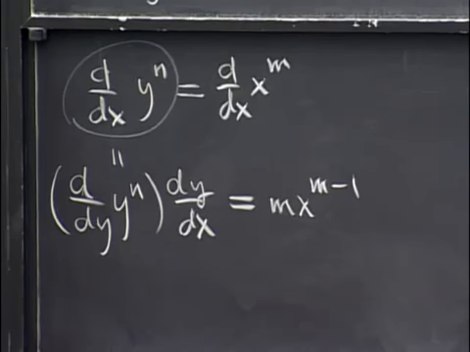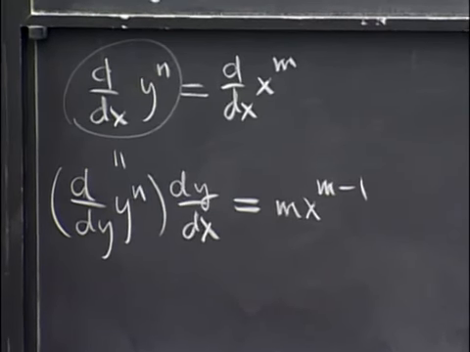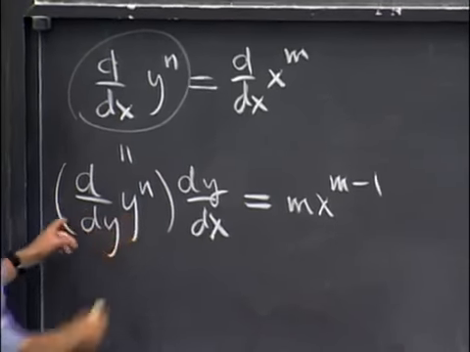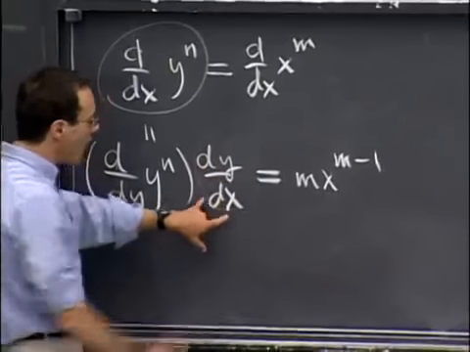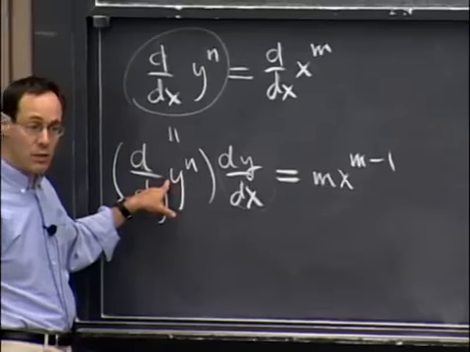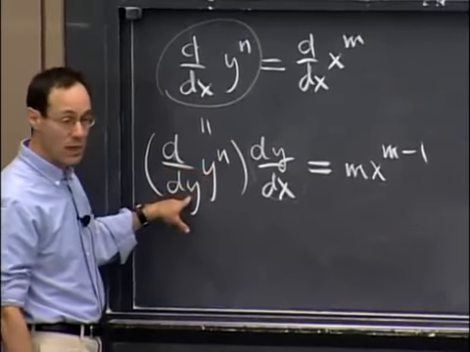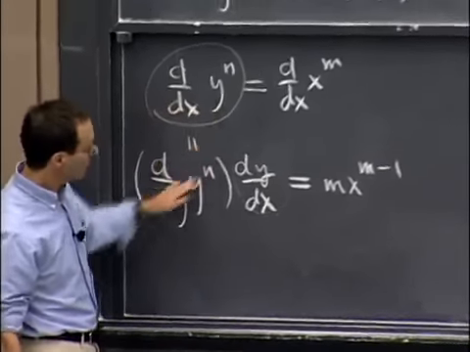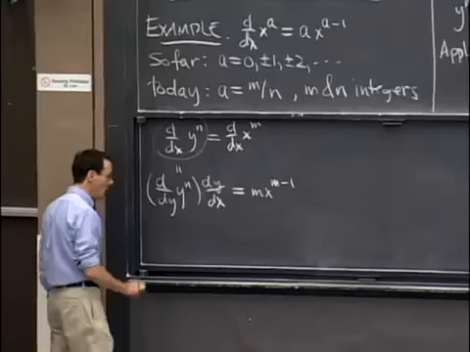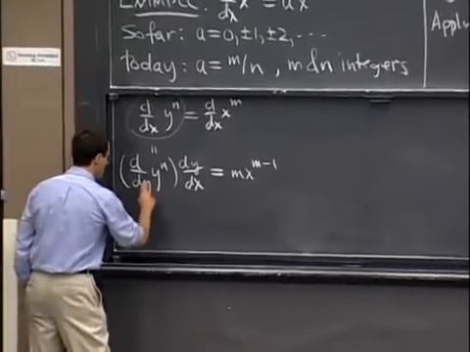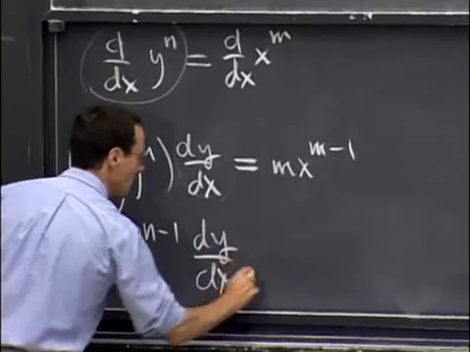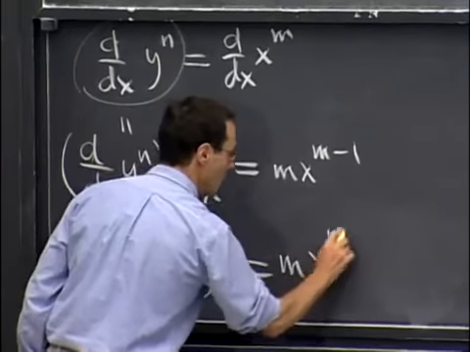All right, so this is our scheme. And now you'll see in a minute why we win with this. First of all, there are two factors here. One of them is unknown. In fact, it's what we're looking for. But the other one is a known quantity because we know how to differentiate y to the n with respect to y. That's the same formula, although the letter has been changed. And so this is the same as, I'll write it underneath here, n y to the n minus 1 dy dx equals m x to the m minus 1.